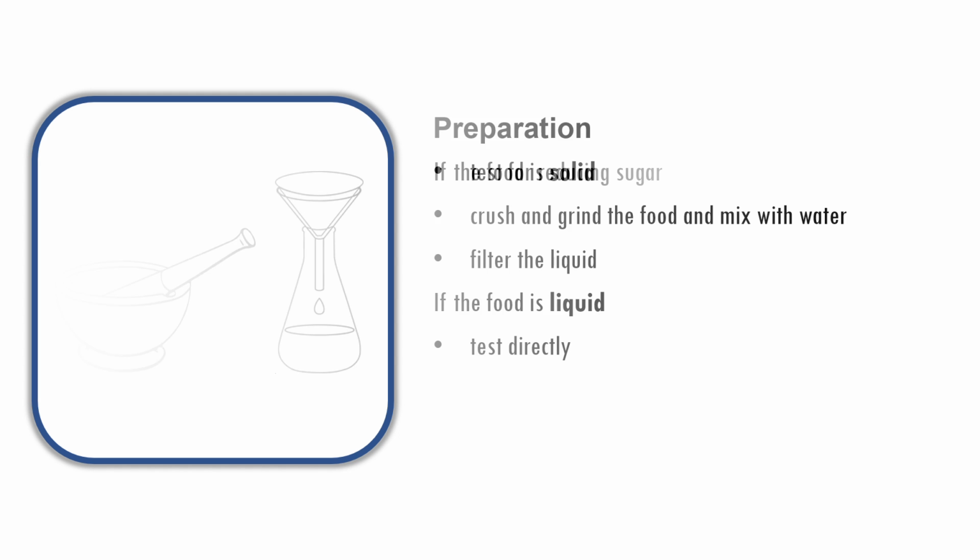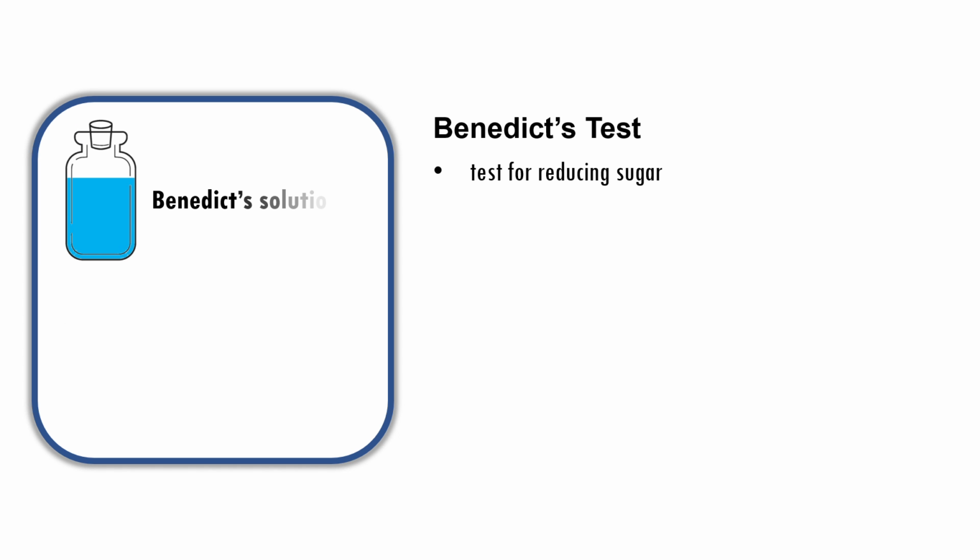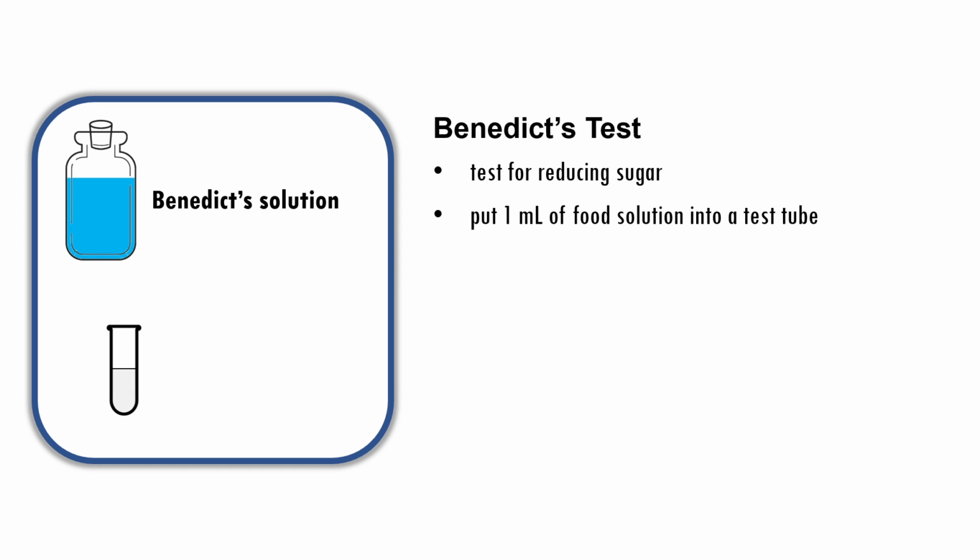To test for reducing sugars, like glucose, maltose, or fructose, we use Benedict's test. Reducing sugars are carbohydrates that can donate electrons to the copper ions in Benedict's solution. Start by placing 1 milliliter of the food solution into a test tube. Add 2 milliliters of Benedict's solution, which is blue in color.